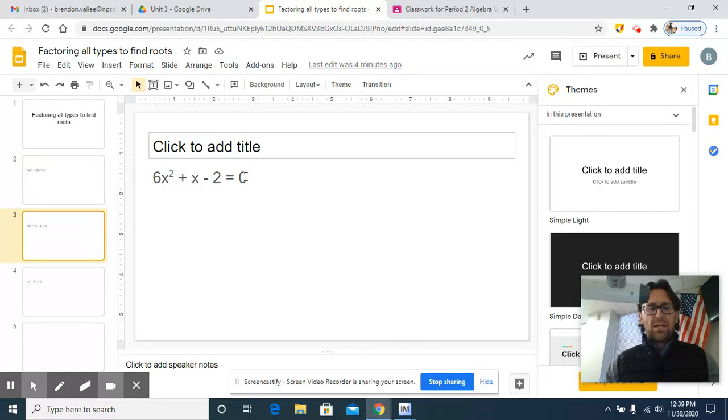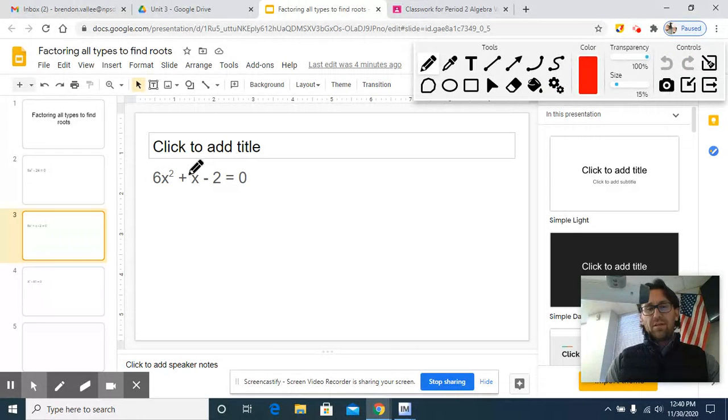Now this one's a trinomial. Okay, so trinomials, we try to do product sum. The first thing, again, always try to see if you can factor out a GCF. This is 1. Okay, so I got a couple prime numbers here. There's no way I'm going to be able to factor out a GCF. So instead, I'm going to do product sum.